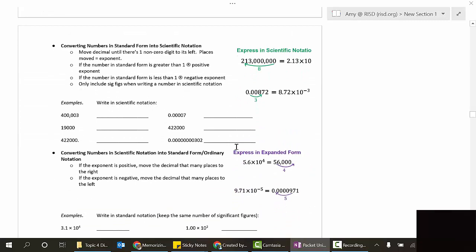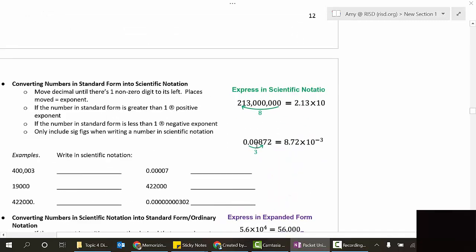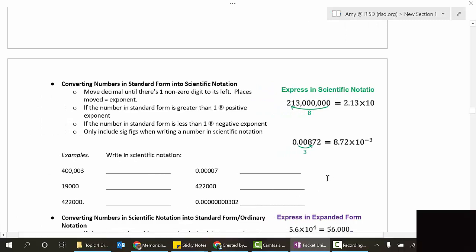So we are going to review the two different ways that we will see this. Number one, the first possibility is converting numbers that are already in standard form into scientific notation. Over here, we just have a couple of examples of what this would look like. The starting number, 213 million that I'm pointing at here, the decimal has to be understood to be out here. So the decimal is there.